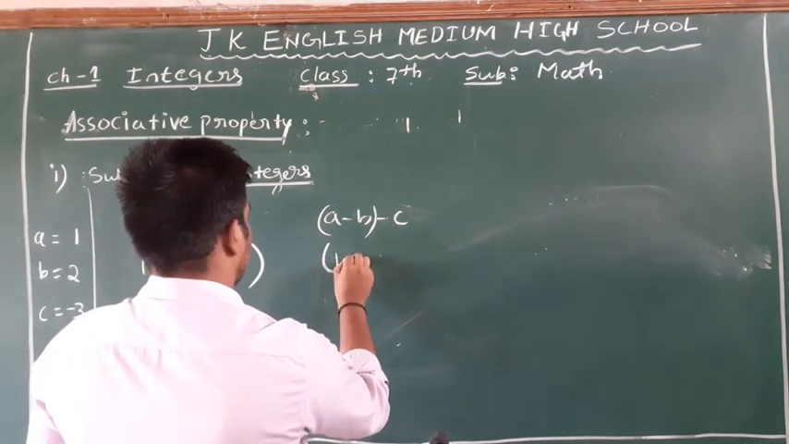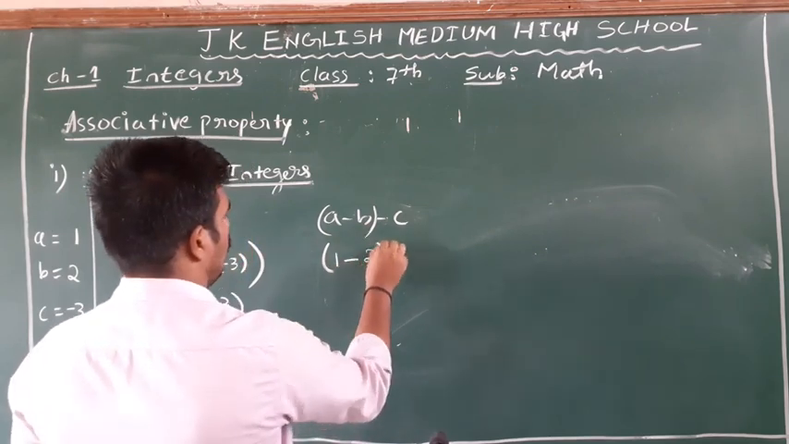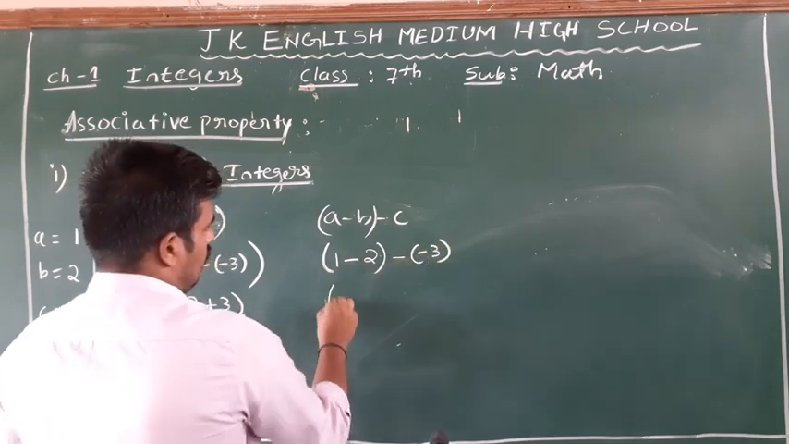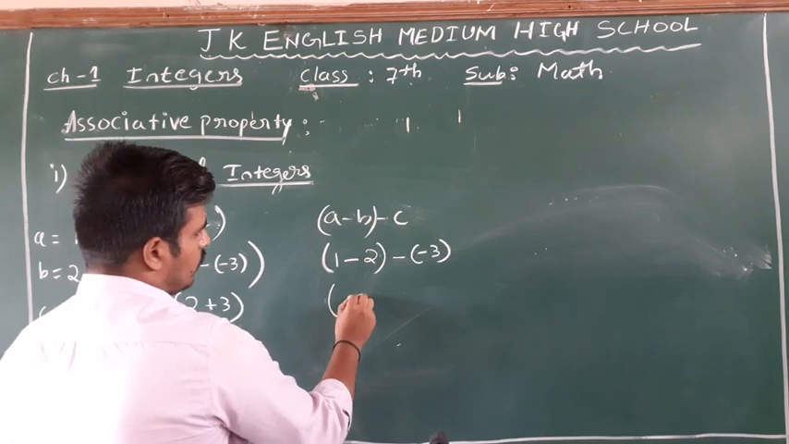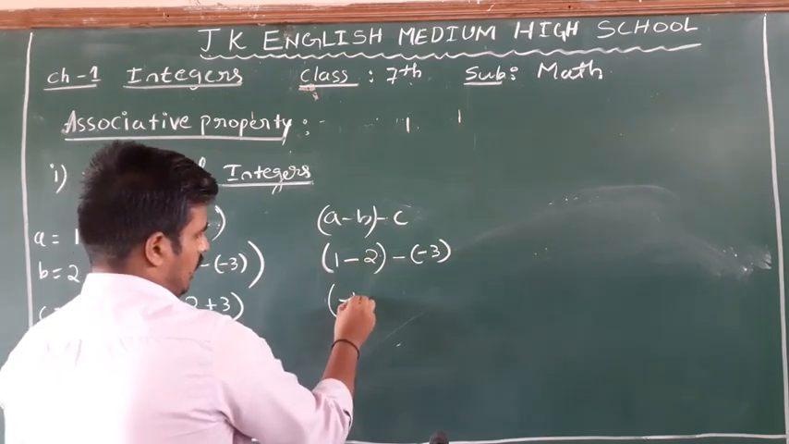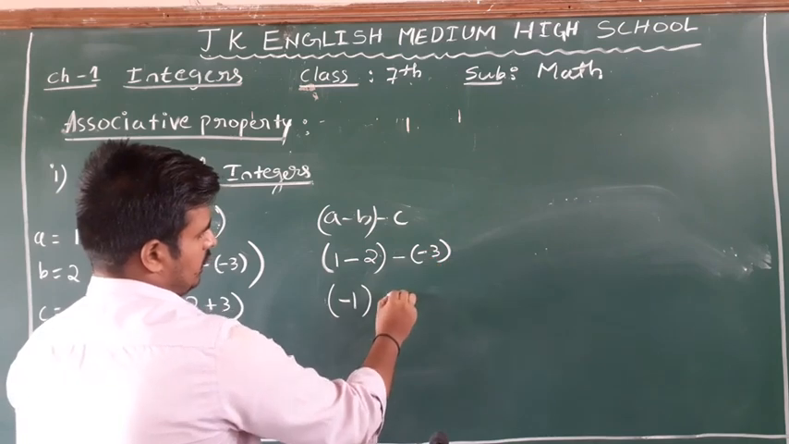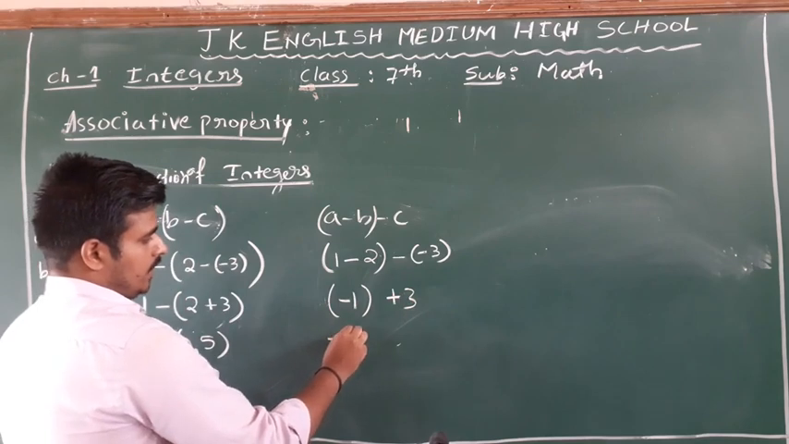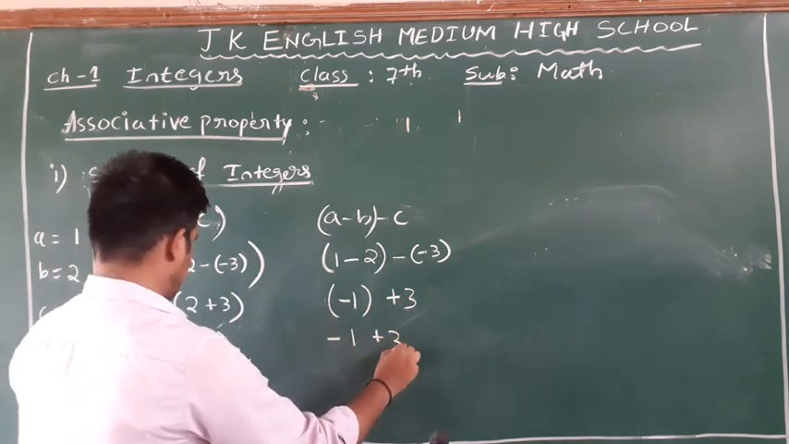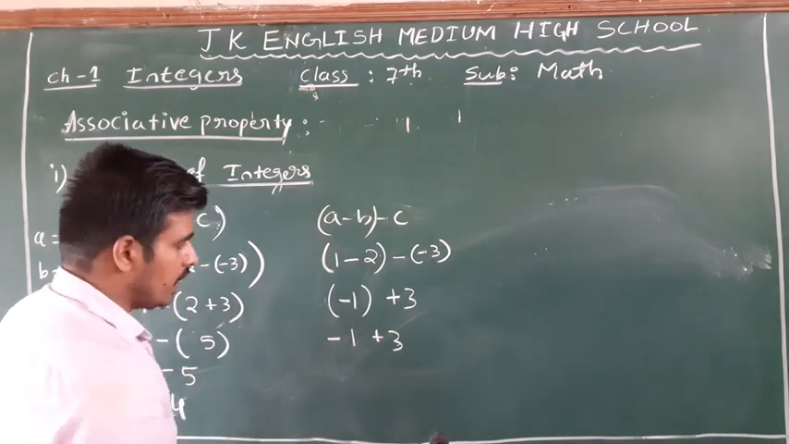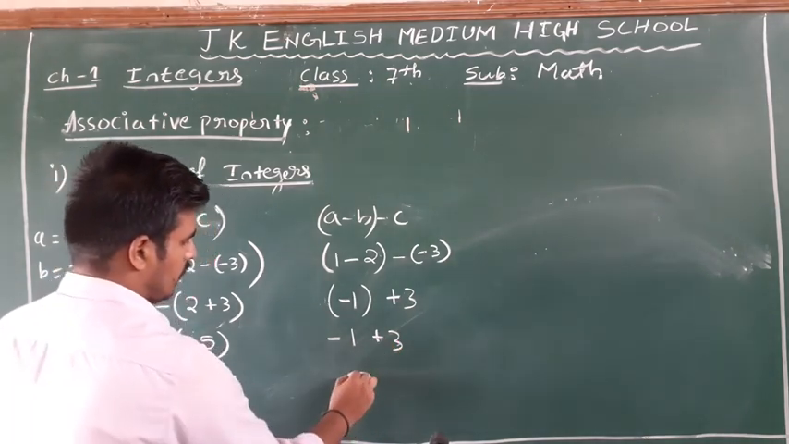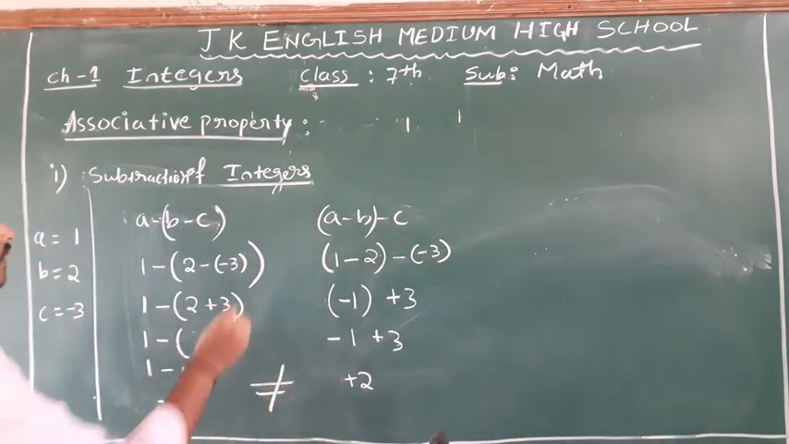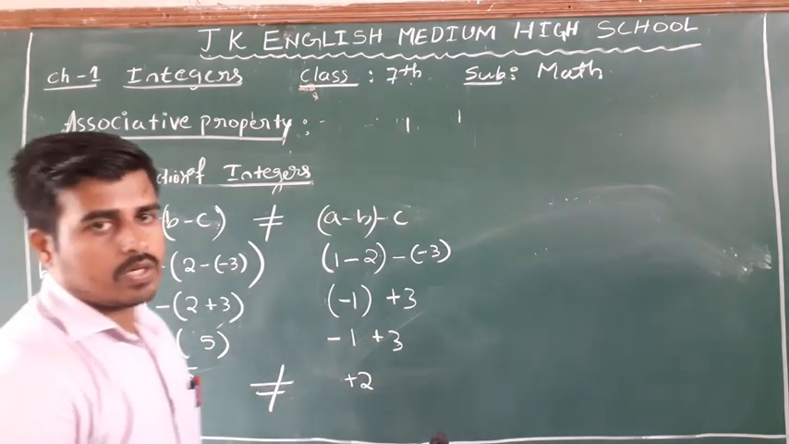1 minus, b means 2 minus, c means minus 3. Positive, negative, subtraction. 2 minus 1 will give you 1, greater number's sign, minus. Minus into minus will give you plus and 3 will come outside. Plus into minus, minus 1 is plus 3 as it is. Minus 1 plus 3, subtraction. 3 minus 1 will give you 2, greater number's sign plus 2. This is minus 4, this is plus 2. They are not equal. So what is our conclusion?